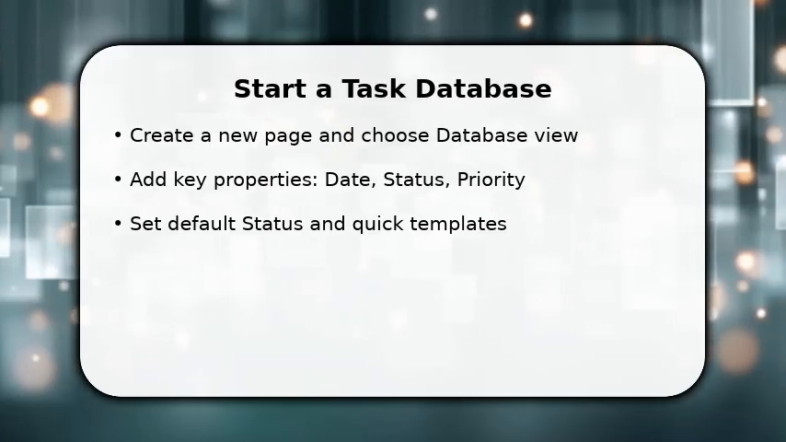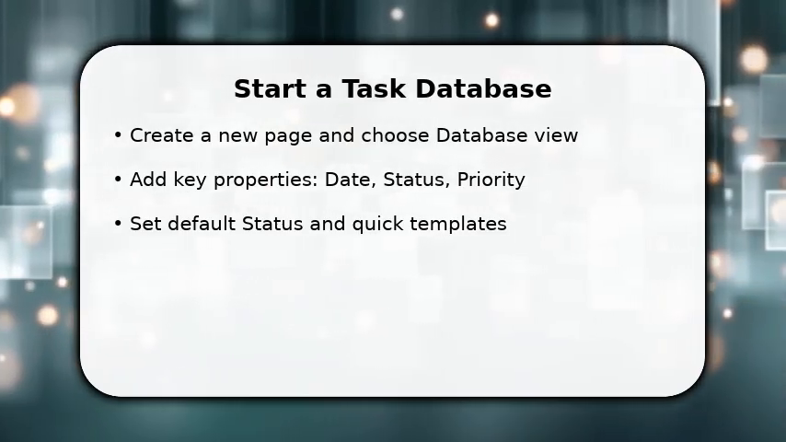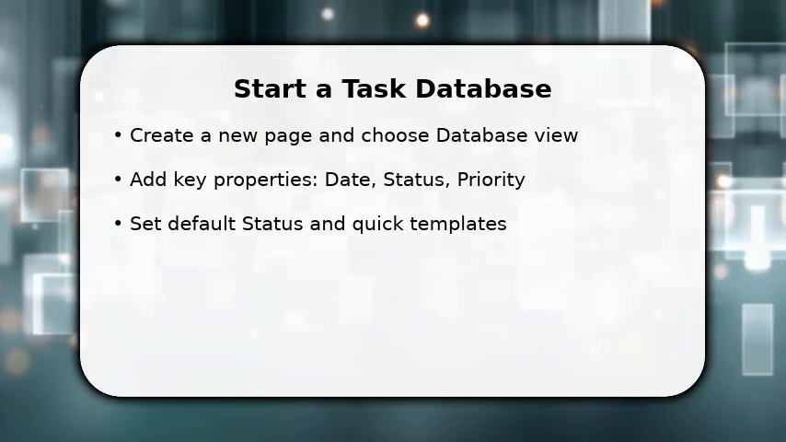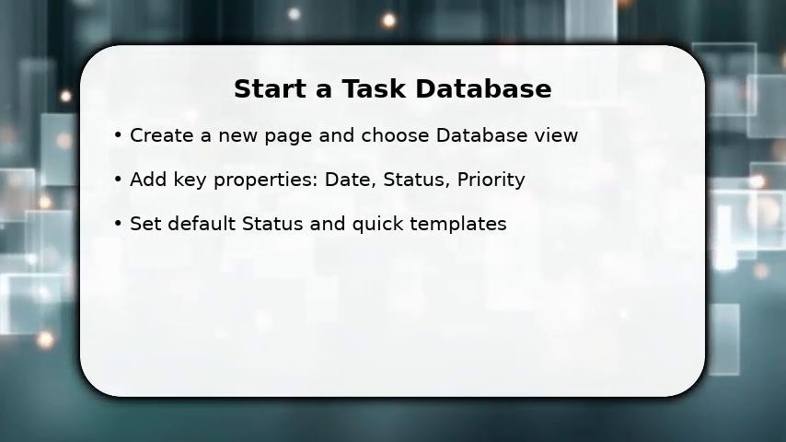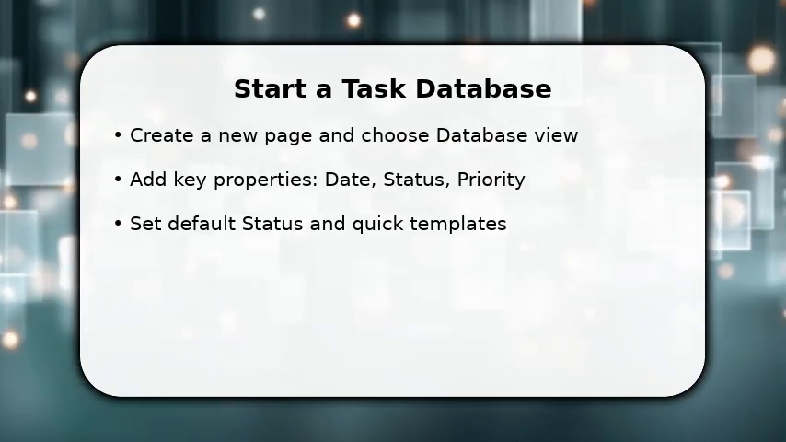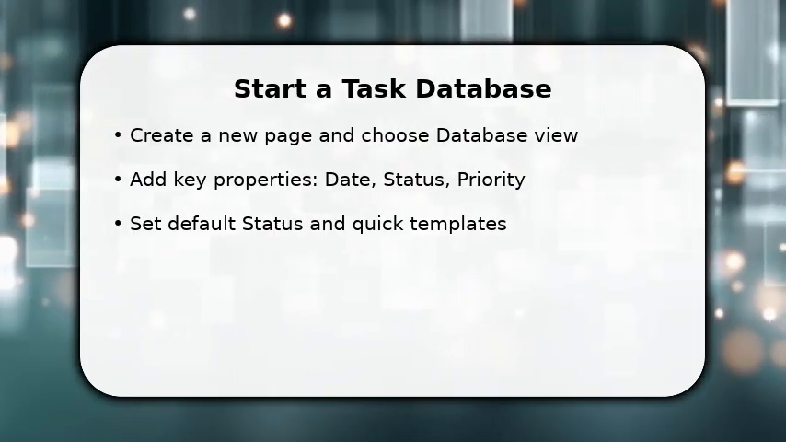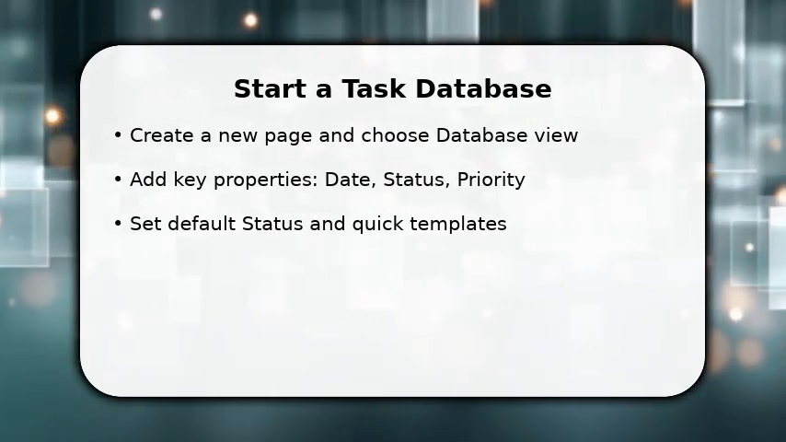You begin by creating a page and selecting a database, table, or board works. Add core properties right away: date, status, priority, and assigned. Create a template for a task with prefilled status and tags so you save time later. Once done, drag a sample row into your preferred view and test the date picker.